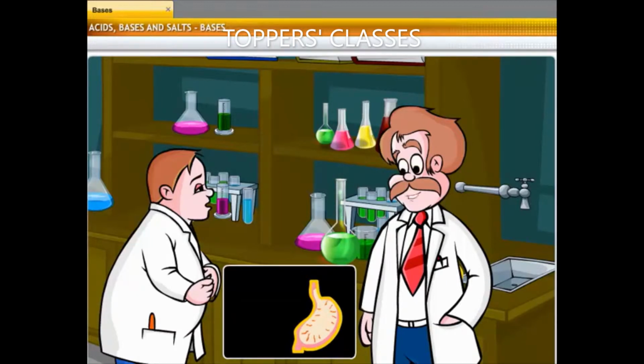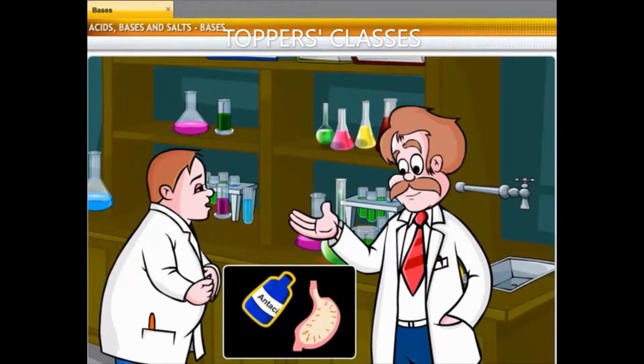This problem is known as acidity, which is due to excessive intake of spicy food. This acidity of food is relieved by using an antacid, which is a mild base like sodium bicarbonate. A mild base neutralizes the excess acid produced in the stomach and makes you feel relieved.